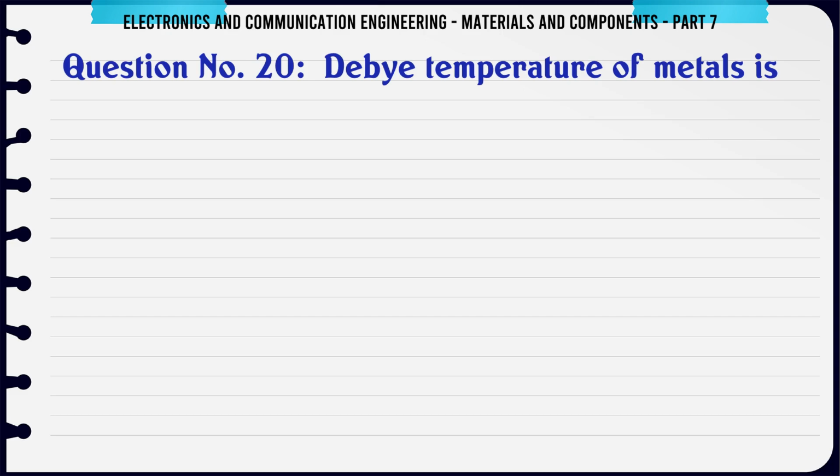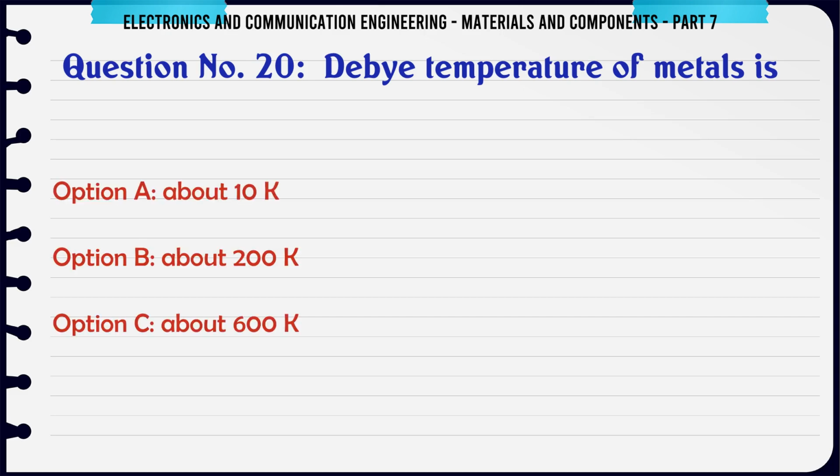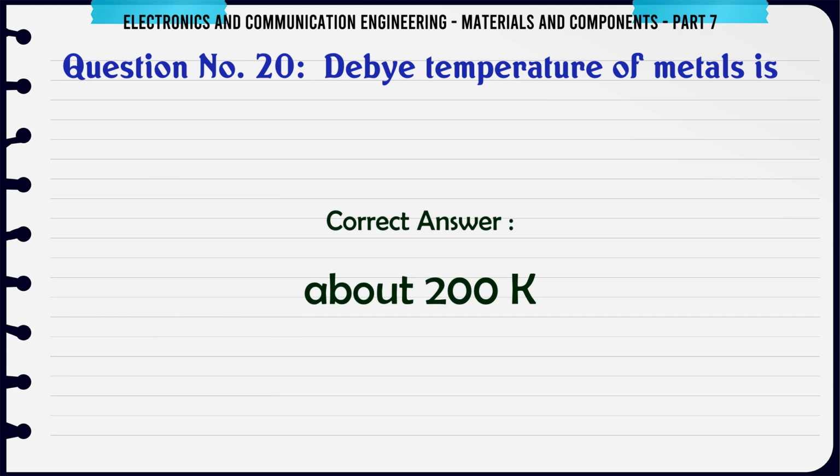Debye temperature of metals is: A. About 10 K, B. About 200 K, C. About 600 K, D. About 2 K. The correct answer is about 200 K.